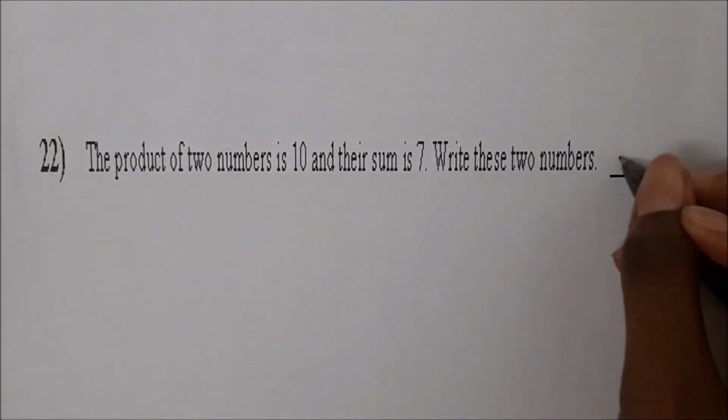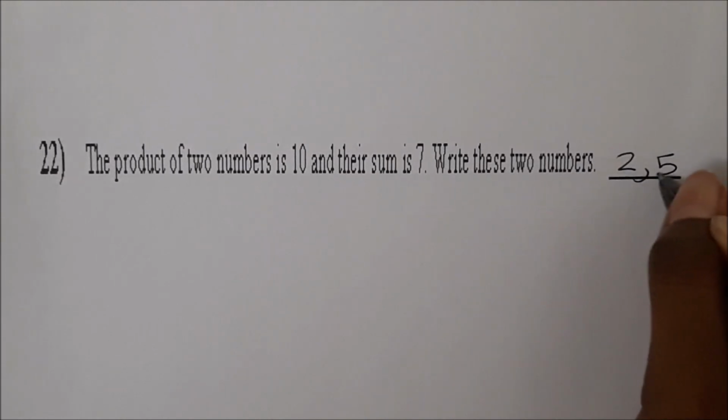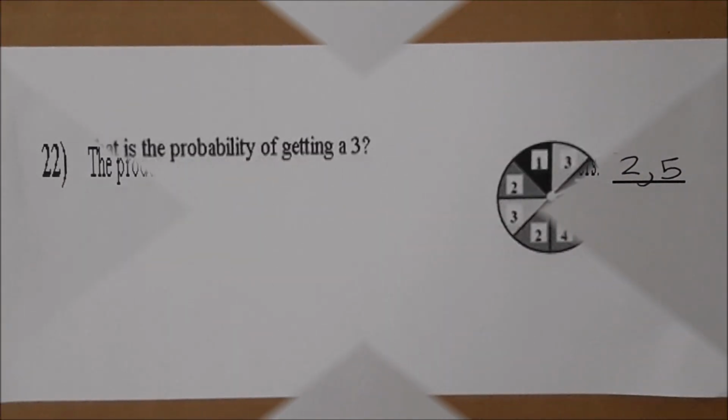Number 22. Rafaela, read it. The product of two numbers is 10, and their sum is 7. Write these two numbers. What does product mean? Product means you're doing what? Multiplication. Multiplying. And sum means you are adding. Okay, so what two numbers do you multiply to get 10 and add to get 7? 2 and 5. Okay, so write 2, 5 on the line. Very good.